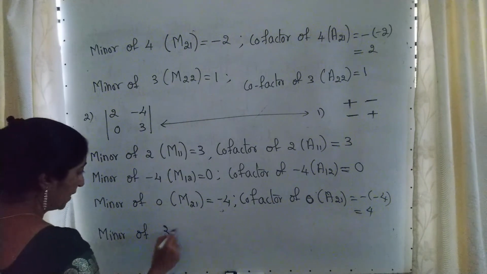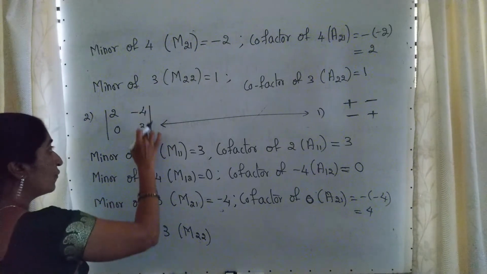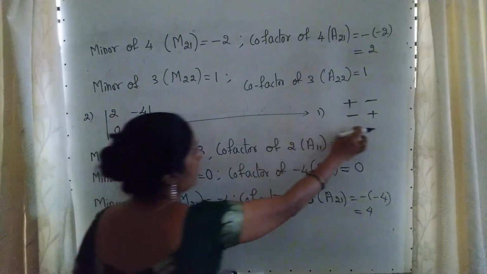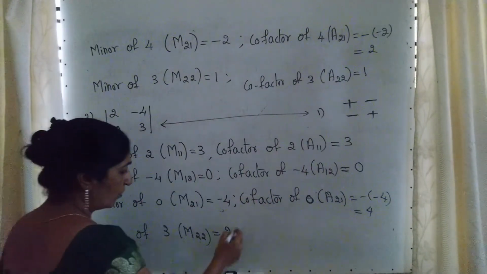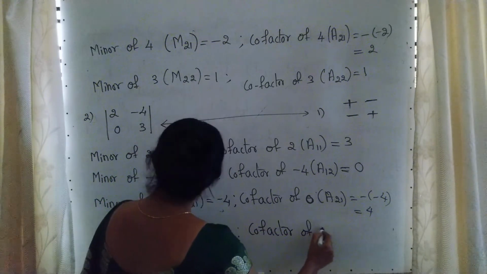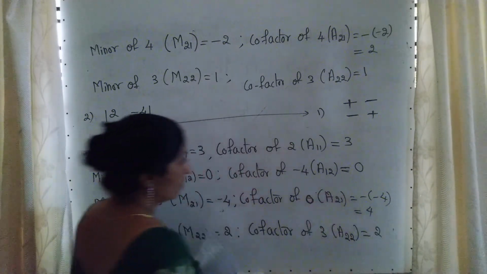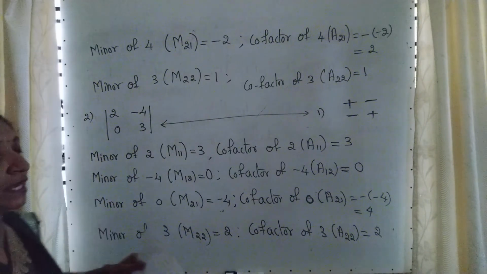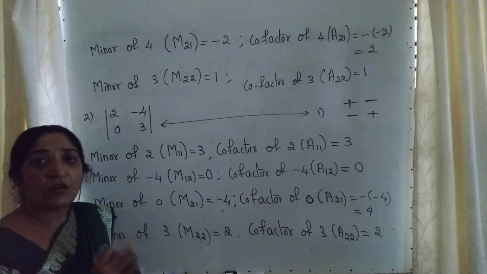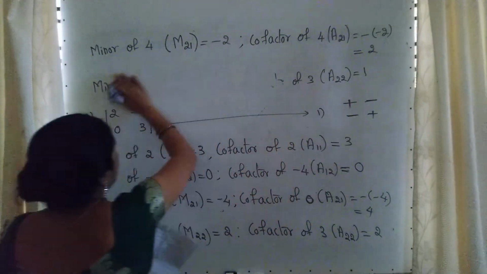Next, minor of 3. It lies in second row, second column, 2. So in place of this, what sign do we have? Plus. That means whatever is the answer, write plus for that. Cofactor of 3, that is 2. Understood? It is very simple. For minor, you have to write where it lies, leave that row and column, and write down the remaining element. For cofactor, for that answer only write the sign by using this reference table.